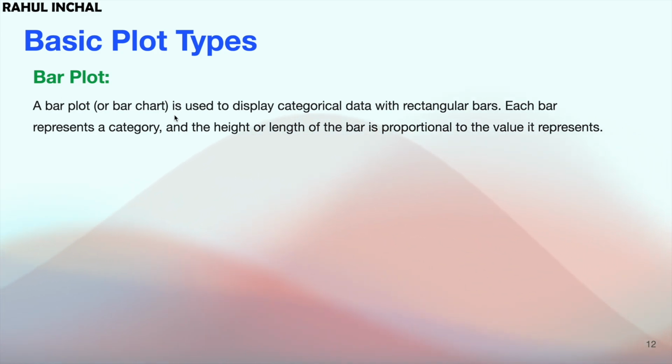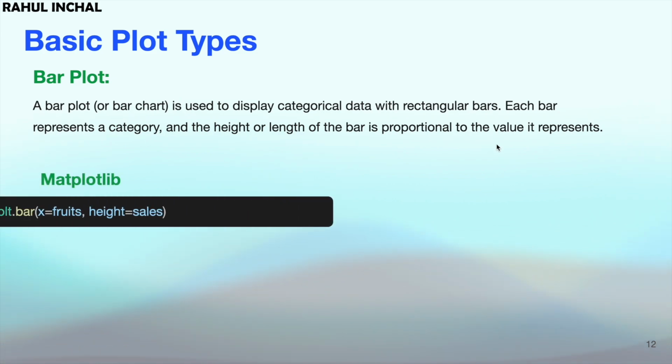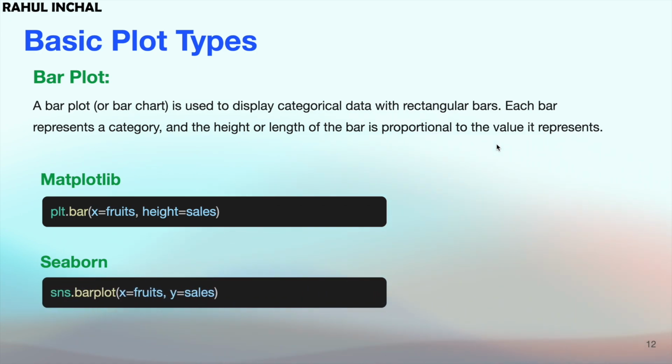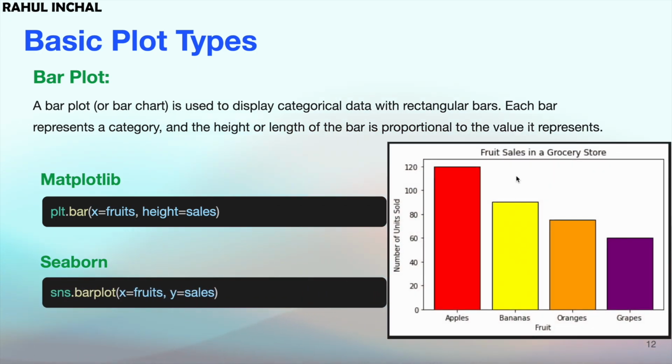A bar plot, a bar chart, is used to display categorical data with rectangular bars. Each bar represents a category, and the height or length of the bar is proportional to the value it represents. Matplotlib: plt.bar. For Seaborn: sns.barplot. So this is how it looks like.